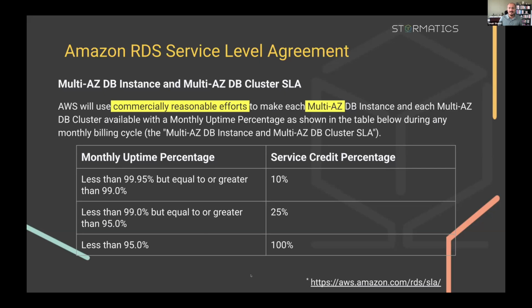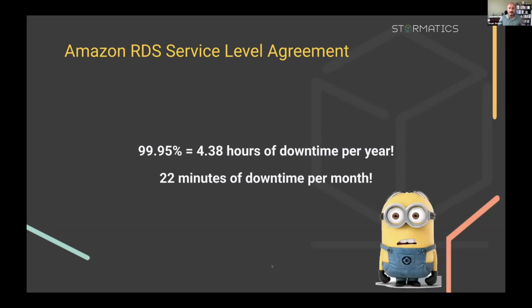What does 3.5 nines actually mean? It is 4.38 hours of downtime per year, and that is 22 minutes of downtime every single month.